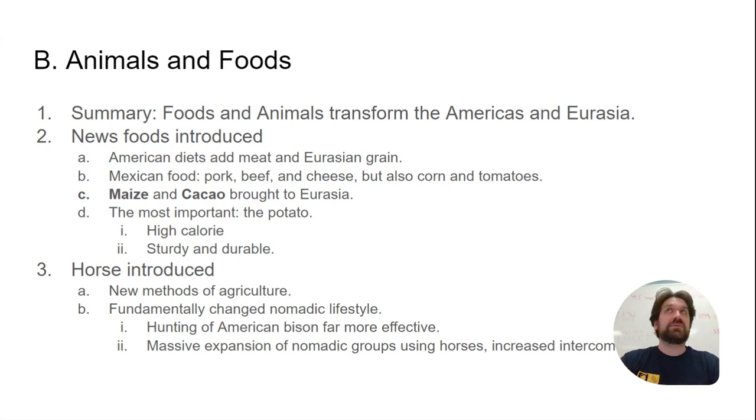another significant element beyond diseases, another environmental exchange, is the movement of foods and animals. So American diets were pretty limited in terms of meat. Any meat that could be acquired by hunting was utilized. The American diets changed due to the introduction of Eurasian meats and grain, things like wheat. It changed American diets.